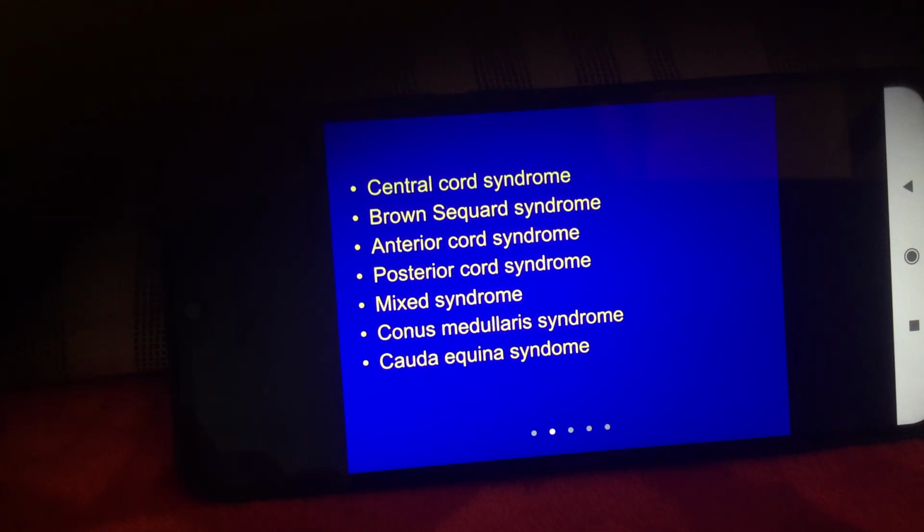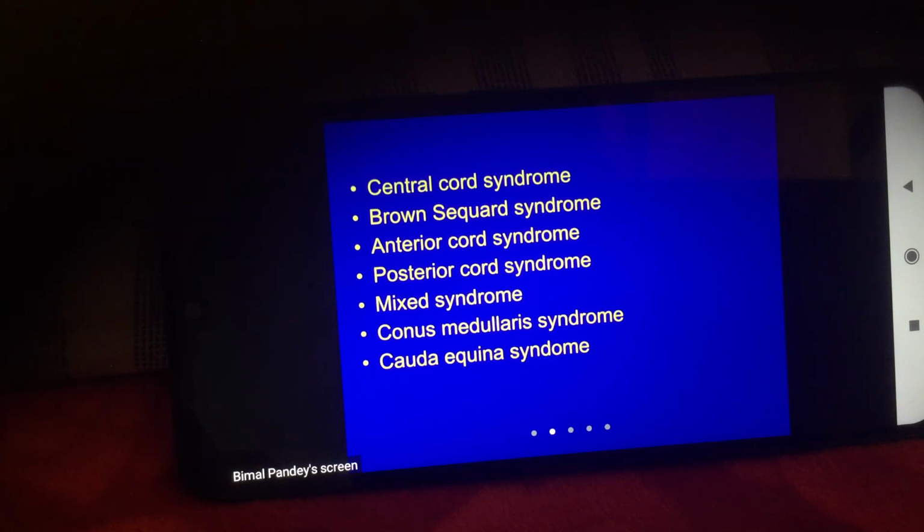And what lies in the anterior part of the spinal cord? The motor system. So the sensation will be intact in both the lower limbs or upper limbs, but the motor system will be absent. That's anterior cord syndrome. Posterior cord syndrome, in the posterior cord there is the sensory system. So if the spinal cord is compressed or injured posteriorly, then the patient will have normal or weak motor function, but the sensory system will be absent.